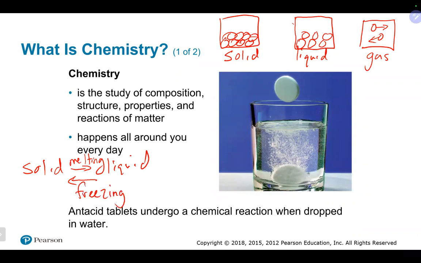When we go from liquid to gas, that is the process of evaporation, sometimes referred to as vaporization. When we go from the gas state back to the liquid state, that is the process known as condensation.